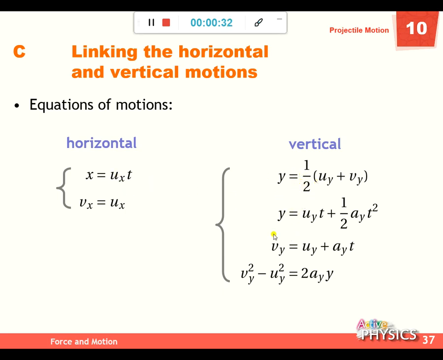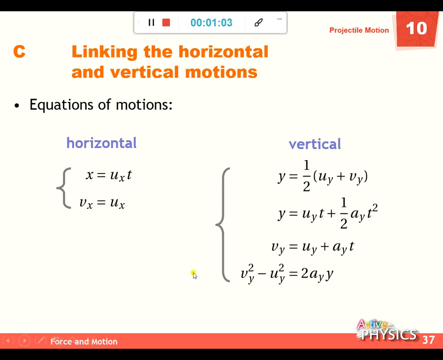combine the last four equations into two only because a is 0. ax is 0. No horizontal acceleration or deceleration because we assume there's no air resistance in the horizontal direction. But in the vertical direction, we have acceleration due to gravity. Then we can obtain these 6 equations. Now, we try to combine these 6 equations together to find the unknown variables.